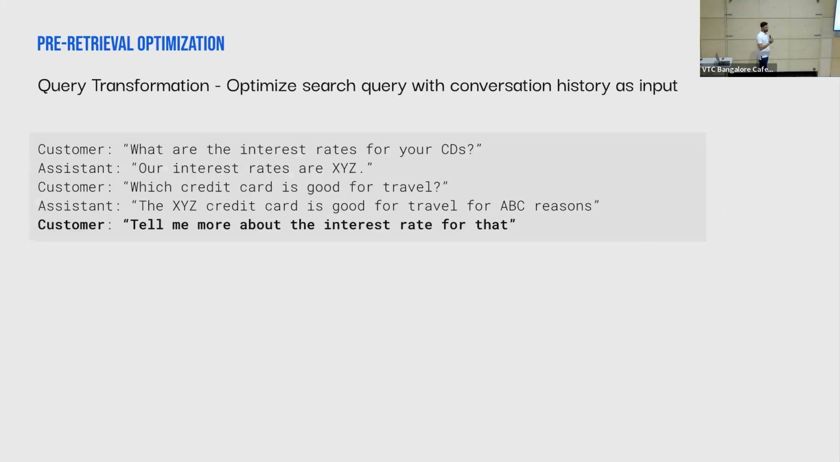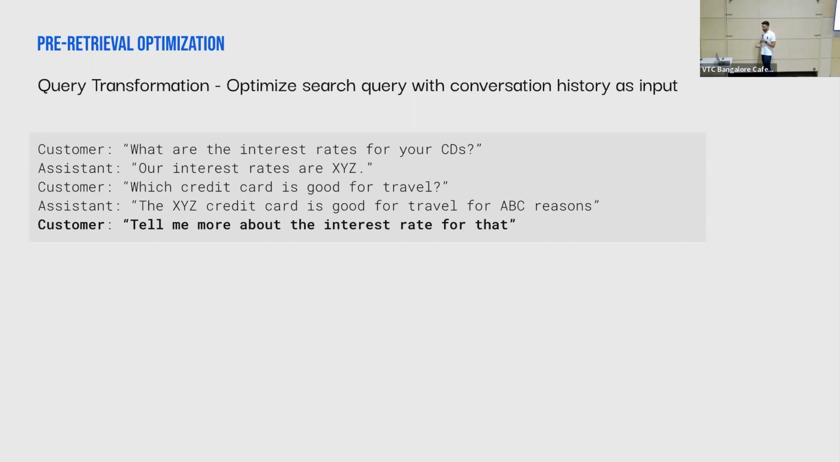Another example that I want to highlight here, a super interesting one, is imagine there's this chatbot where a customer says, hey, what are the interest rates for your deposits? And the chatbot answers, our interest rates are XYZ. Then the customer asks about a completely different topic, like, hey, which credit card is good for travel? And you answer that. And the customer says, tell me more about the interest rate for that. Now, if you use that query, obviously you're not going to get the right context from your data store, from your vector store, right?